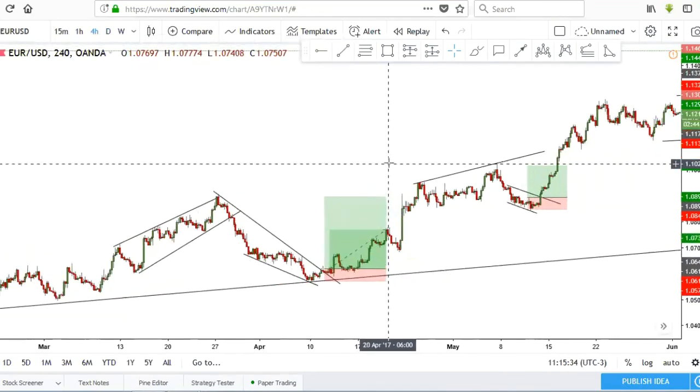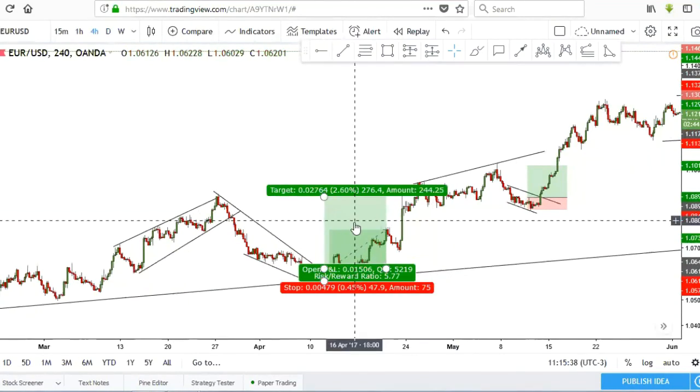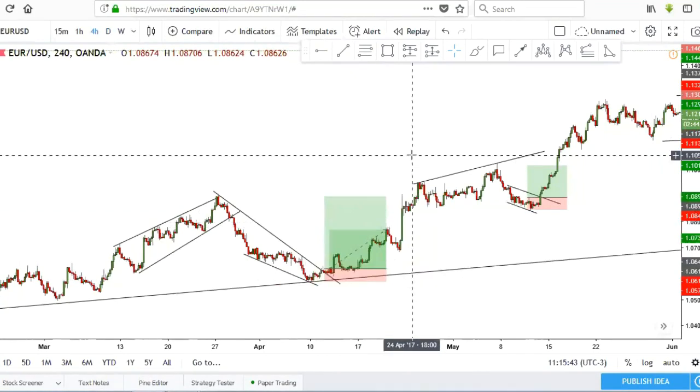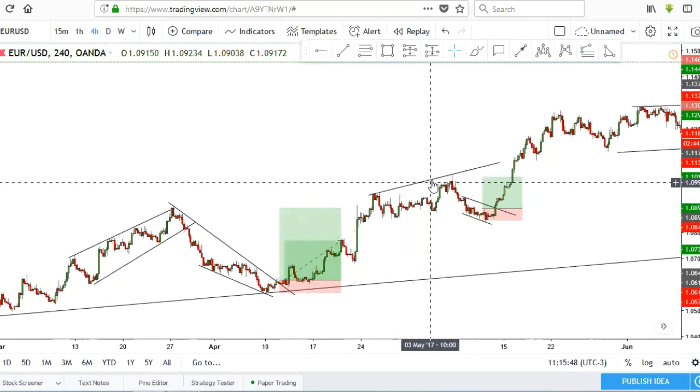If you're risking 3% and your reward is 5.7, it's almost like 6%. That means if you hit target, you're up by 15% on your account. Okay. Then we had something like this.